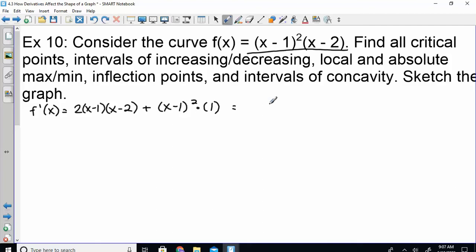So there's some options for what to do here. We can multiply all this out. We know this. What do both of these terms have in them? x minus 1. Why don't we factor that out? So if I take out my x minus 1, then I'm left with 2 times x minus 2 plus, it was x minus 1 squared, so if I took out one of them, we just have an x minus 1.